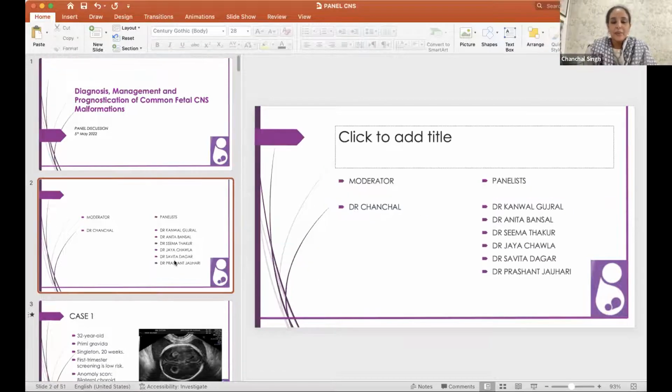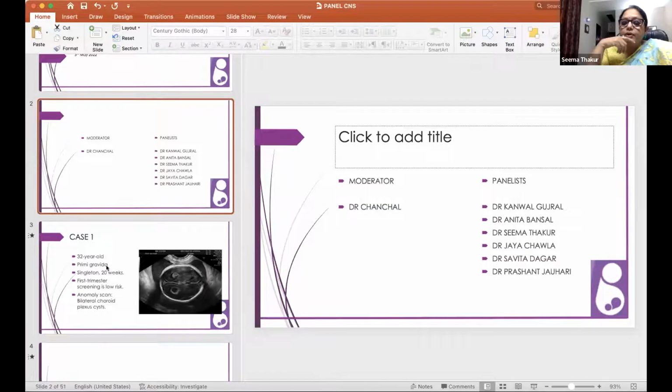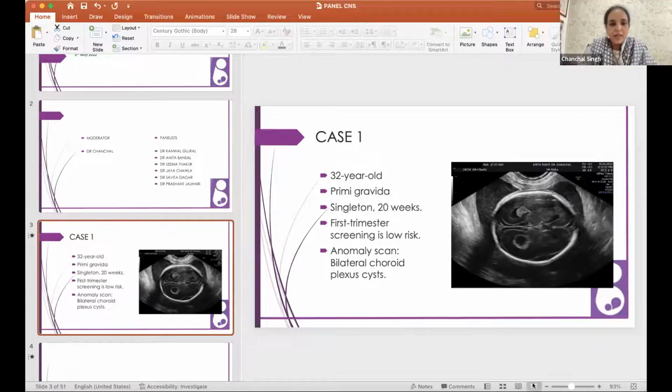Full screen, yeah, slideshow. Yes. Full screen this. One minute.